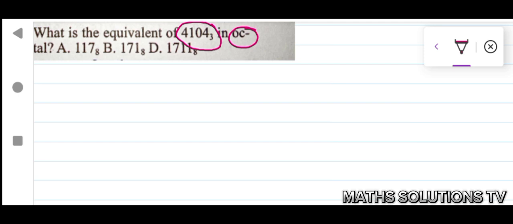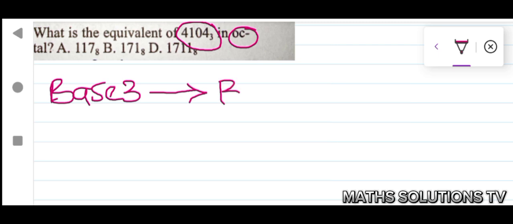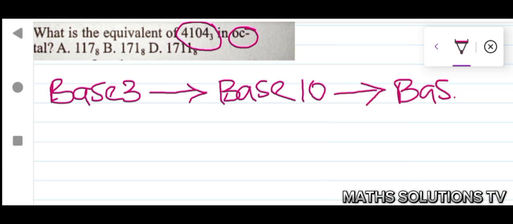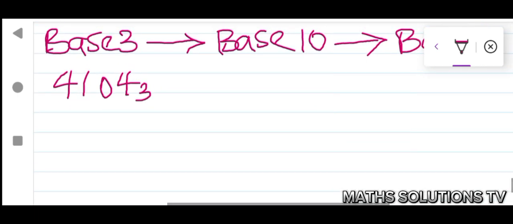So what you want to do is convert from base 3 to base 10 before you later convert that to base 8. So at this point, you have to be very, very careful. Now let's see this question. We're having 4104 base 3, which has to be converted to base 10. And for you to convert any other base to base 10, just write out the number first.